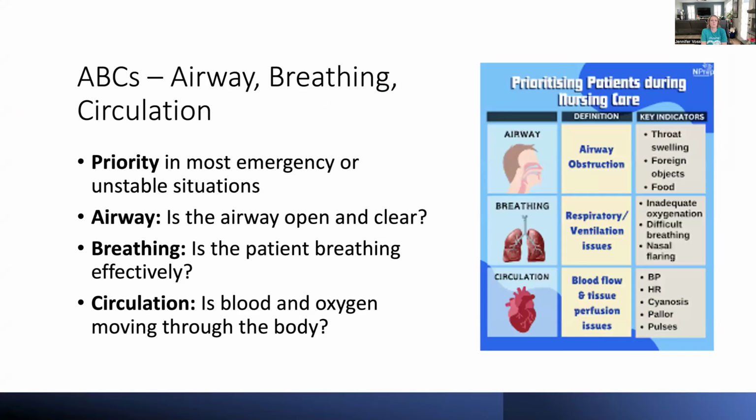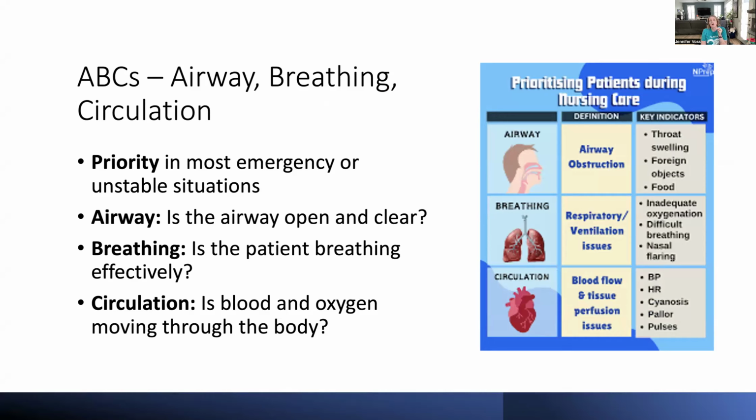All right, so if we get to a question and we don't know the answer, the very first thing we can do is ask, is this an ABC question? ABC's not the alphabet in this case; it's airway, breathing, and circulation. This is our priority in most situational questions, like when a question is asking us about an unstable patient. So first, is the airway open and clear? Is the patient breathing effectively? And then our C, circulation: is the blood and oxygen moving through the body?